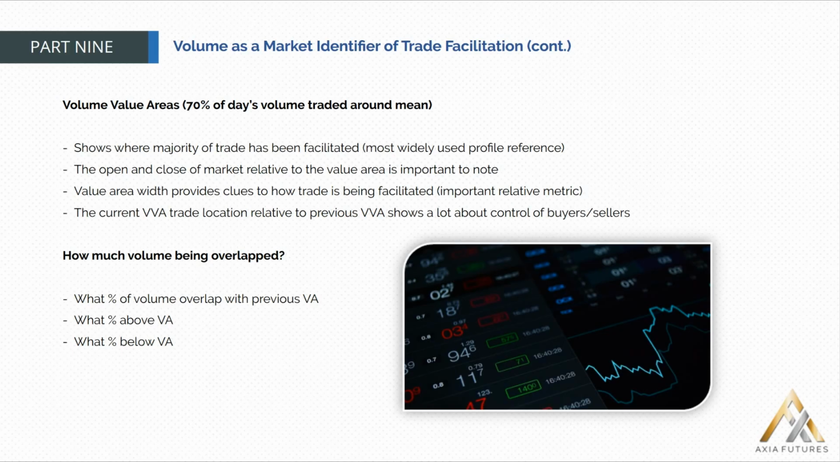So, some of the things you can look at is what percentage of volume overlaps with the previous value area. If roughly 50% of today's value area is contained within the previous day's value area, versus maybe 25 or 10%, that's telling us the relative change or degree of overlap. And then it's important to understand what percentage of trade is being facilitated above the previous day's value area, or below it. Whilst these aren't necessarily that important, they can provide us with some very technical clues.